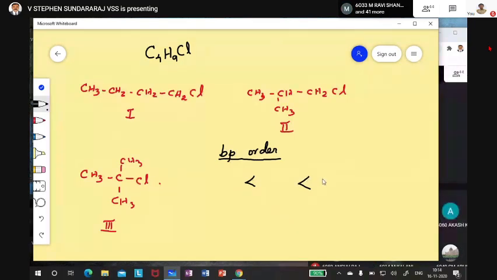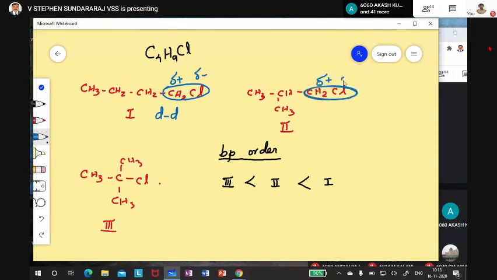So here the correct answer is: the highest is this one, the second highest is this second one, and the least is the third one. Though I have given the concept, stronger the interaction, stronger the attraction, higher will be the boiling point, here you see what the attraction is. In this case, the C-Cl bond is polar, delta plus, delta minus. Here also the C-Cl bond is delta plus, delta minus. Here also.